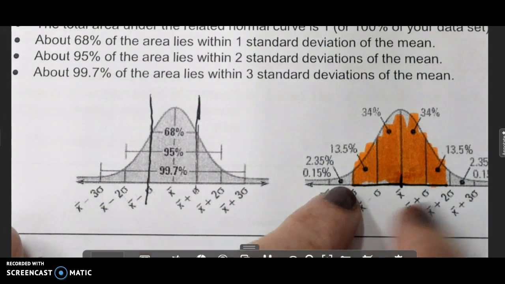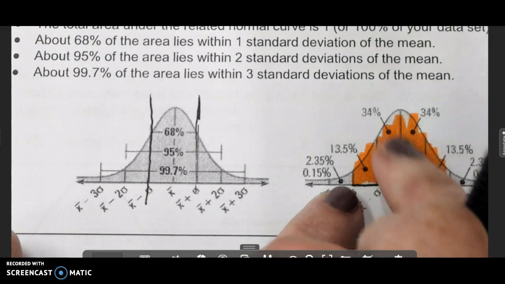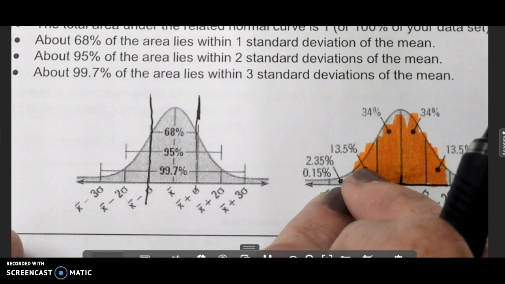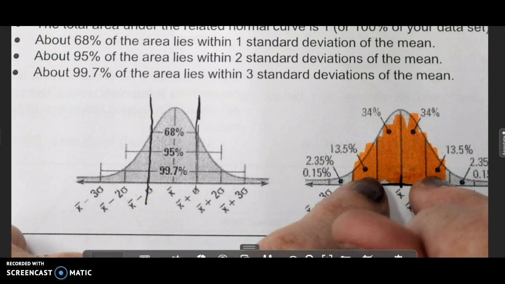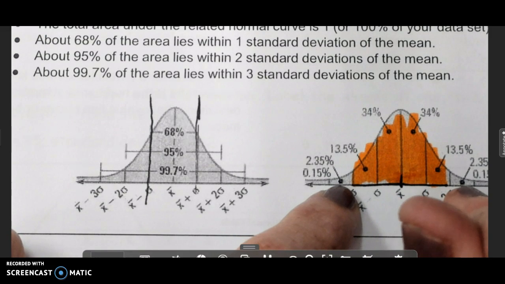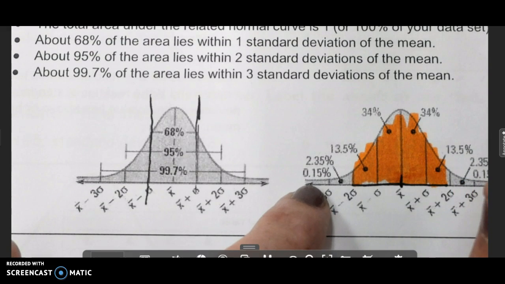If you split these percentages up, there'll be 34% within 1 standard deviation, plus or minus. That second little section will be 13.5%. Third standard deviation, there's 2.35% there, and then out in the tails, that's only 0.15% of your data.